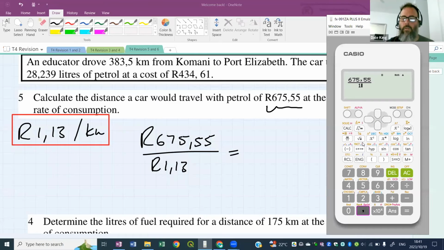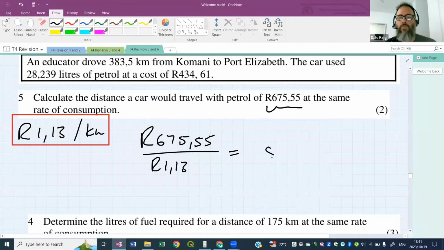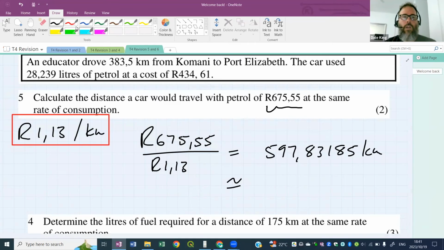675.55 divided by 1.13. And that gives me 597.83185. I'm writing quite a few decimals, and I'm checking the second decimal. Will it change? Nope.